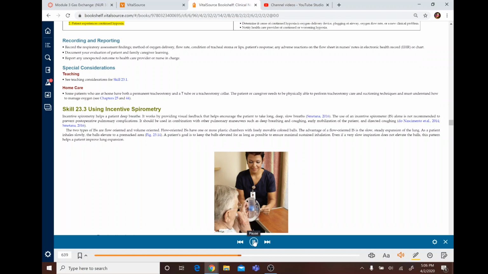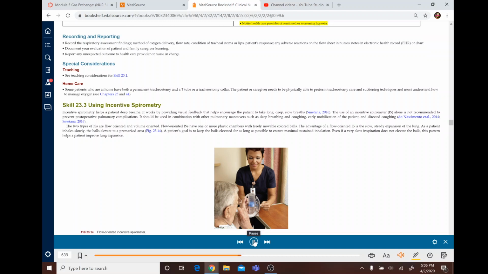If the patient experiences continued hypoxia, determine if the cause of continued hypoxia is the oxygen delivery device, plugging of the airway, oxygen flow rate, or a new clinical problem. Notify the healthcare provider of continued or worsening hypoxia.